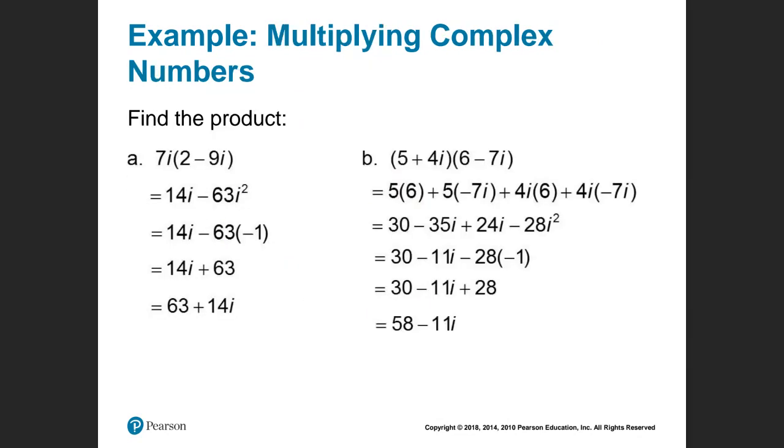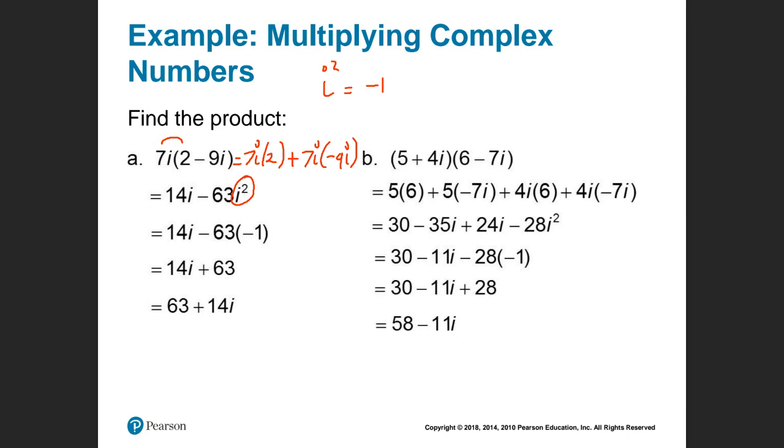Now go to the next example. Find the product. A: 7i times (2 minus 9i). So you can write down here the distributive property: 7i times 2 plus 7i times negative 9i. Okay, so now 7 times 2 is 14i. Positive times negative is negative. 7 times 9 is 63. i times i is i squared. Okay, remember this is i squared, and i squared equals negative 1. You check now.